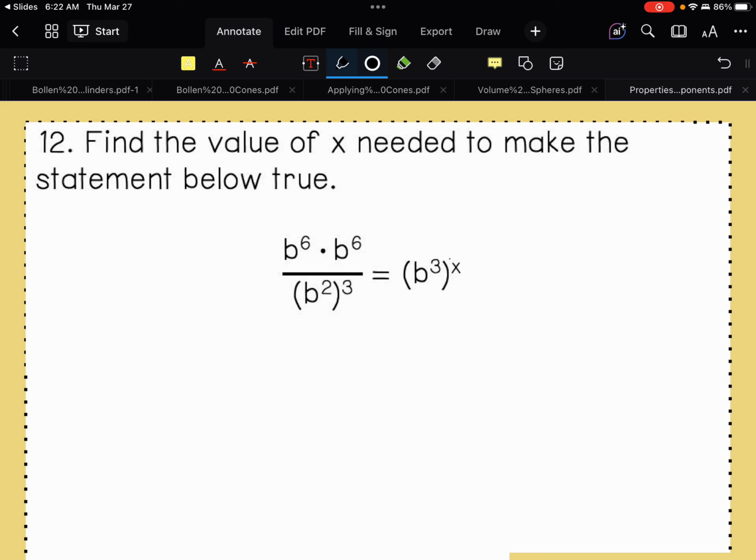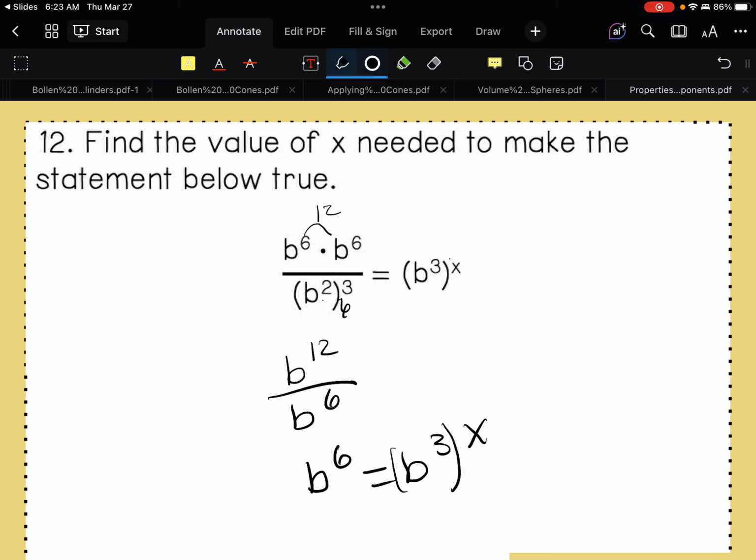So you have b to the 6th, b to the 6th. So you're going to add those and get b to the 12th, and then b squared all cubed would be b to the 6th. So then you have b to the 12th over b to the 6th. And so you're going to subtract that and get b to the 6th. Then you have equals b to the 3rd power, all to the x power.